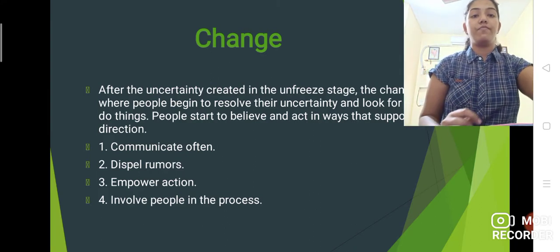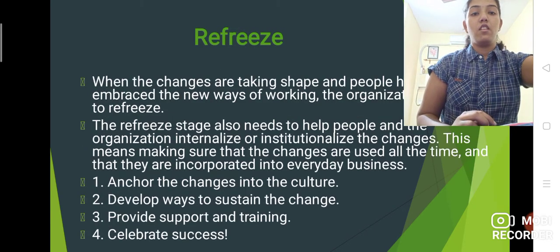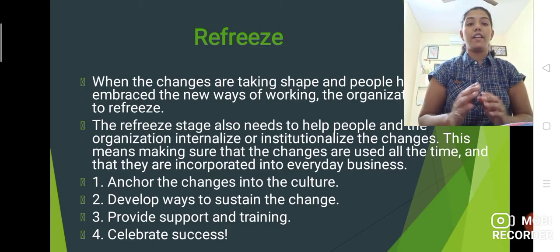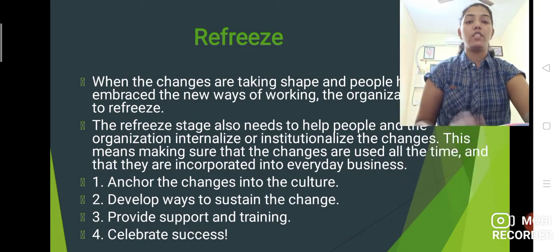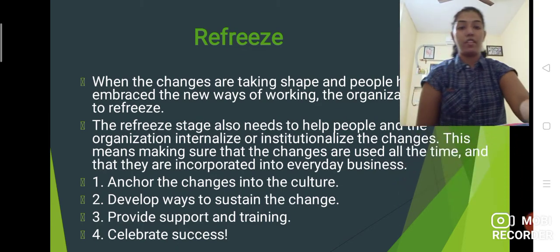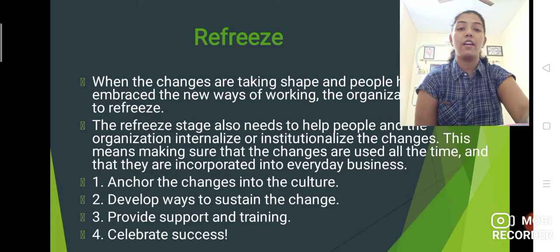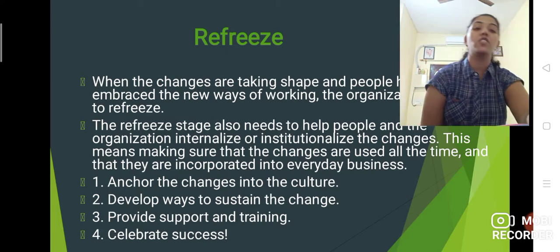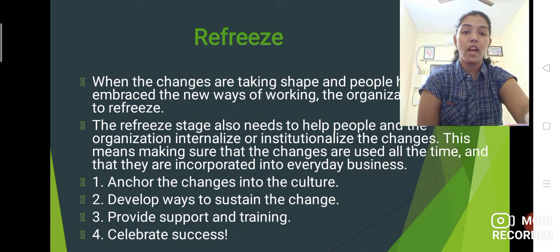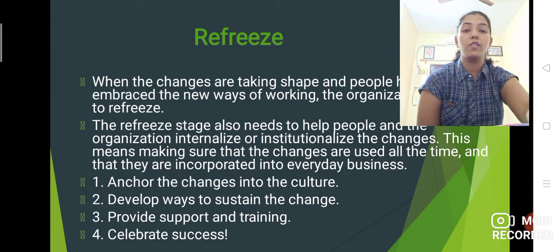So next is the refreeze or freezing stage of the freezing model. When the changes are taking shape and people have embraced the new ways of working, the organization needs to refreeze. The refreeze stage also needs to help people and the organization internalize or institutionalize the changes. This means making sure that the changes are used all the time and that they are incorporated into everyday business.